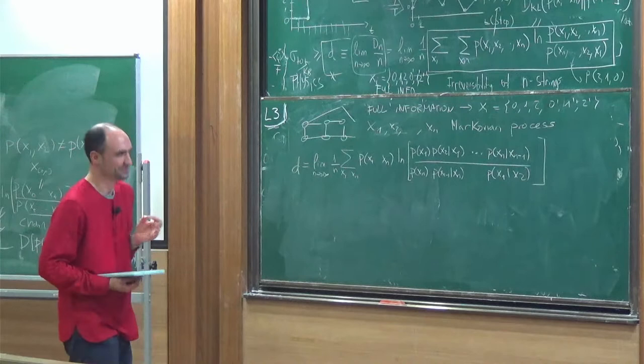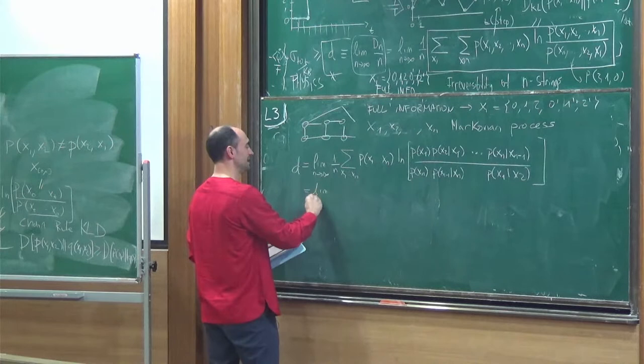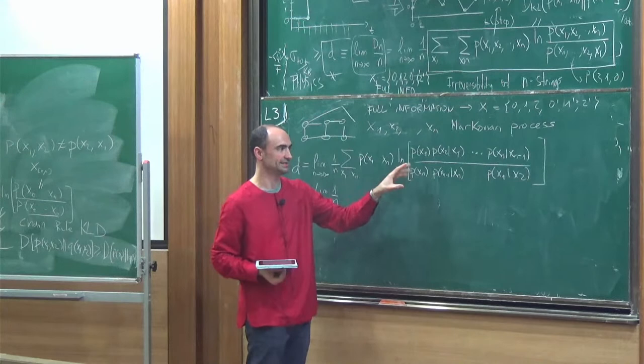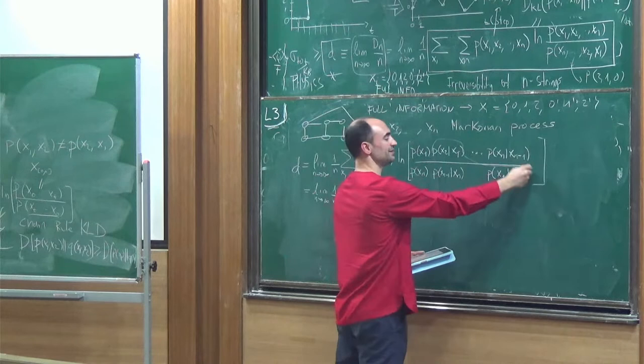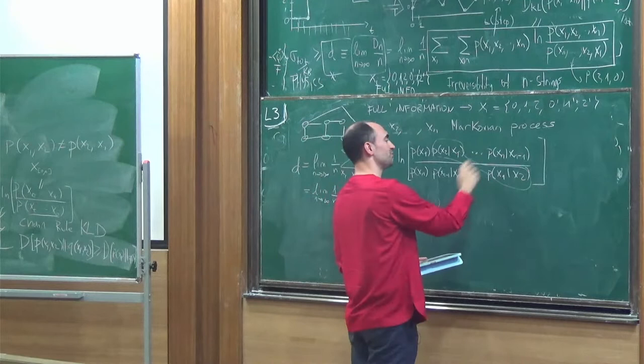Let me try to go to the basic. So now here, what you realize is that this is a very particular structure. The log of a product is the sum of the logs. So you can now group these terms, the conditional probabilities. You can group these ones, then x3, x2 with the pairs, and so on, until this one that you group with this one.